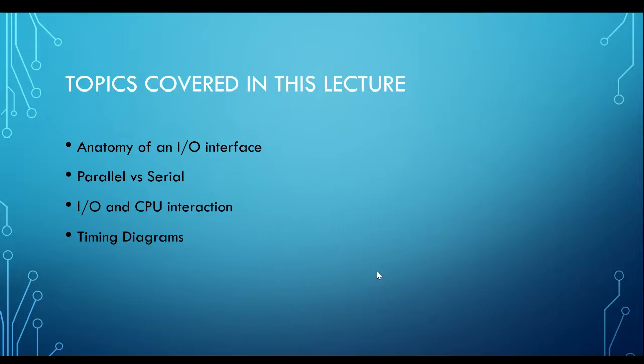So there are two ways of doing it. If you want to send 8-bit information to another device, you can send it using parallel or serial. I think you understand the meaning of parallel and serial. Parallel is, of course, faster, but there is a downside to it. With parallel ports, you need a lot more ports.